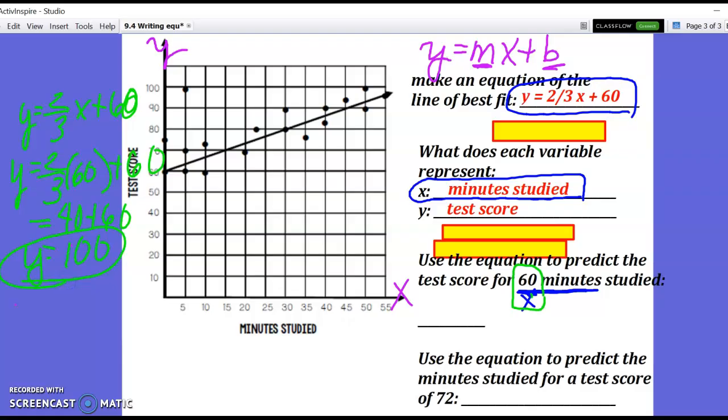Your y value is 100. Y values are test scores. So that means if somebody studies for 60 minutes, the line of best fit predicts that they will get 100 on the test. Now let's look at another example.